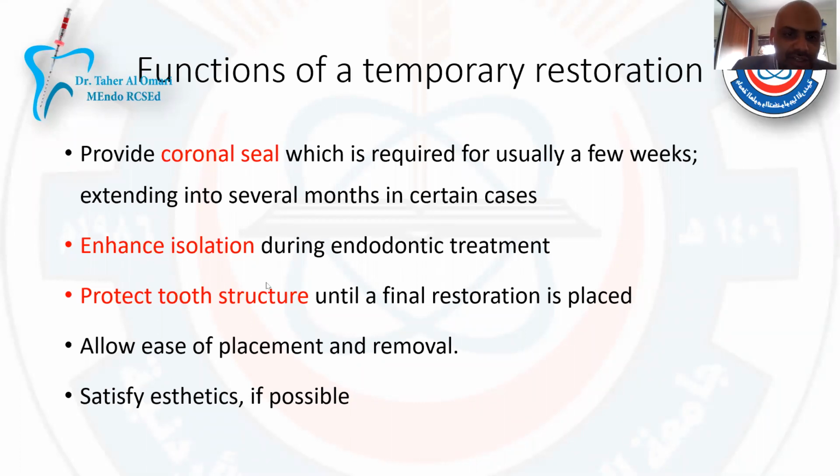It enhances isolation, as we will seal, for example, the box in a class 2. If we seal the box in a class 2, there will be no leakage coming through the box to the tooth. It could also protect the tooth structure by spreading the occlusal forces over the tooth structure and not having them on only one cusp, for example, a weak cusp. It also allows ease of placement and removal and should satisfy the aesthetics as much as possible.